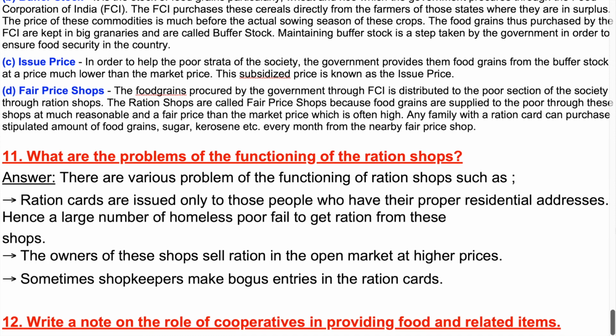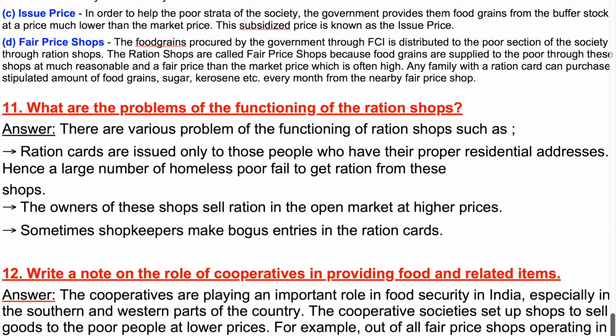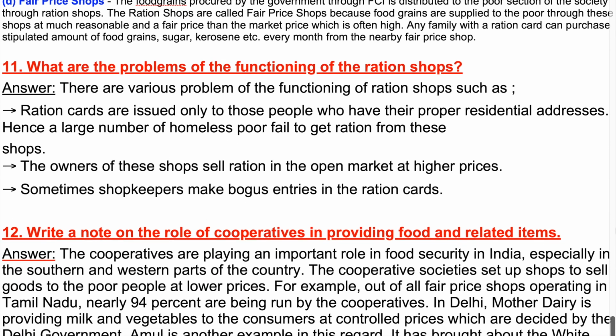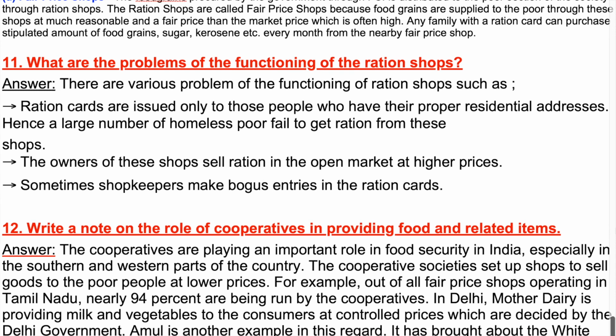11. What are the problems of the functioning of the ration shops? Answer: there are various problems of the functioning of ration shops, such as ration cards are issued only to those people who have their proper residential addresses. Hence a large number of homeless poor fail to get ration from these shops. The owners of these shops sell ration in the open market at higher prices. Sometimes shopkeepers make bogus entries in the ration cards.